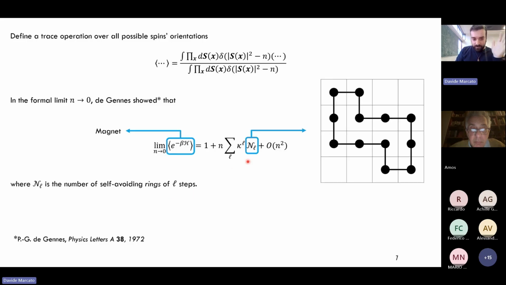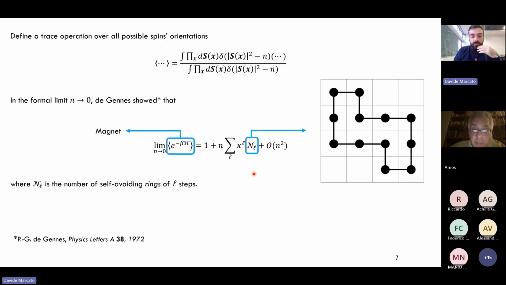So basically, on the left, you have the partition function of the spin model, you have the magnet, let's say. On the right, instead, you have a quantity which is related to self-avoiding rings on the same lattice of the spin model. And the limit for n going to 0 ensures that there is a mapping between these two systems. So for this reason, this is called the polymer-magnet analogy.